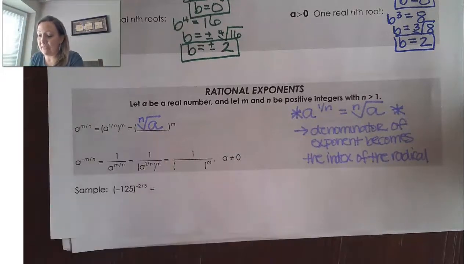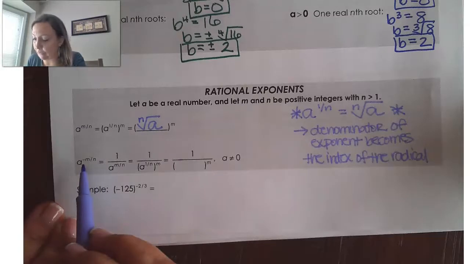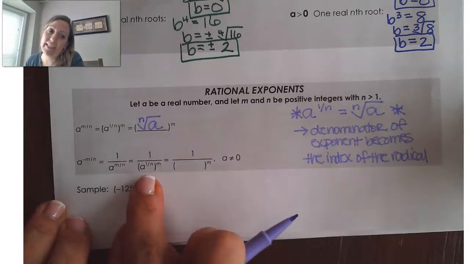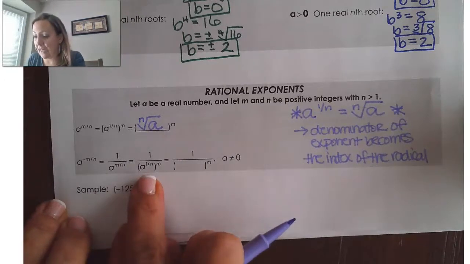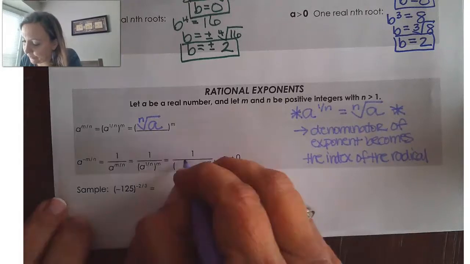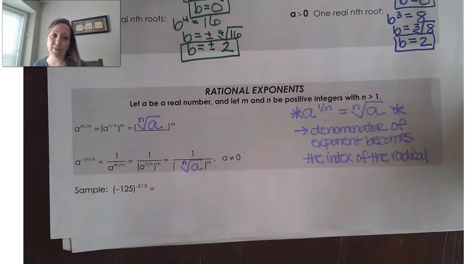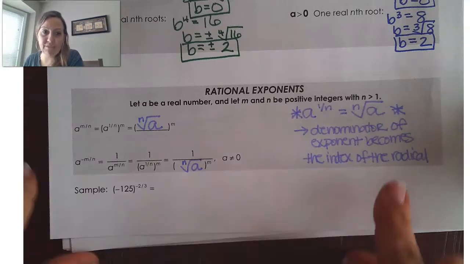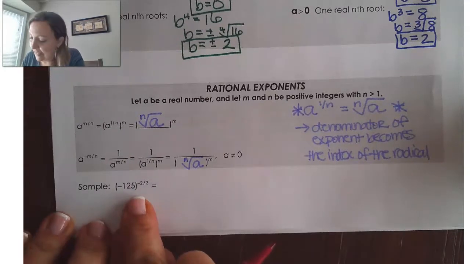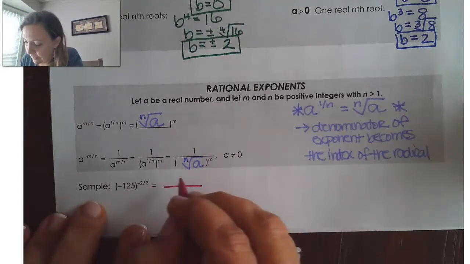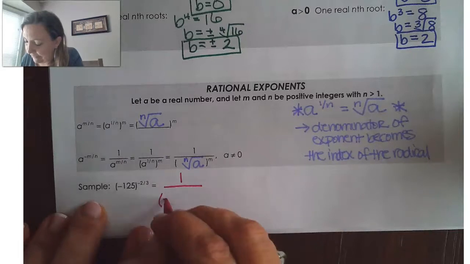Now, if we have a negative exponent, we know that negative exponents have to move to the denominator, and then we can do the same thing. We can think about a to the m over n as a to the 1 over n to the m, which is really the nth root of a to the m. And so since it's in the denominator, 1 over the nth root of a to the m. So here's just a little sample of that. If we had -125 to the -2/3, then I'm going to start by getting rid of the negative exponent. I'm going to have 1 over negative 125 to the 2/3.